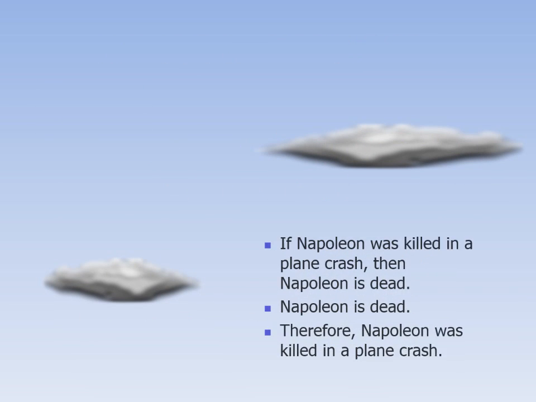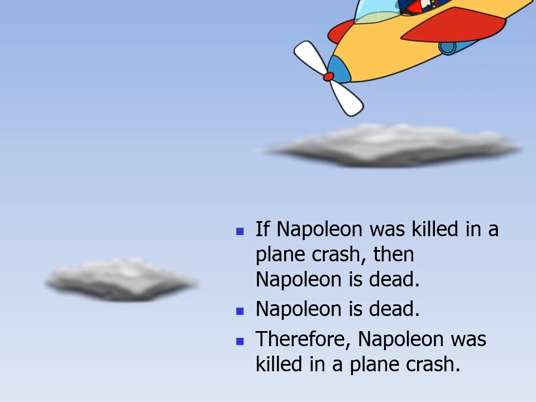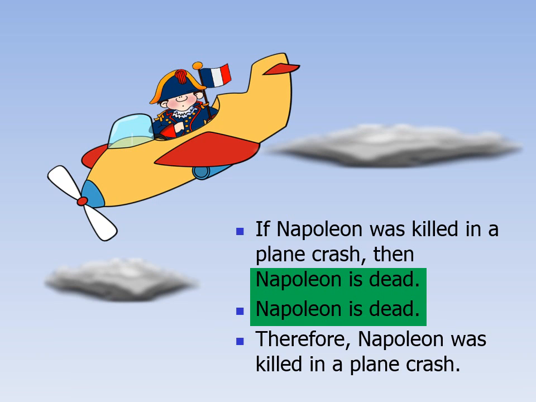Now be careful for an invalid argument that looks like modus ponens, but it's not. If Napoleon was killed in a plane crash, then Napoleon is dead. And Napoleon is in fact dead. Does it follow that Napoleon was killed in a plane crash? Not by a long shot. The problem is, I affirmed the consequent rather than the antecedent of my conditional sentence.